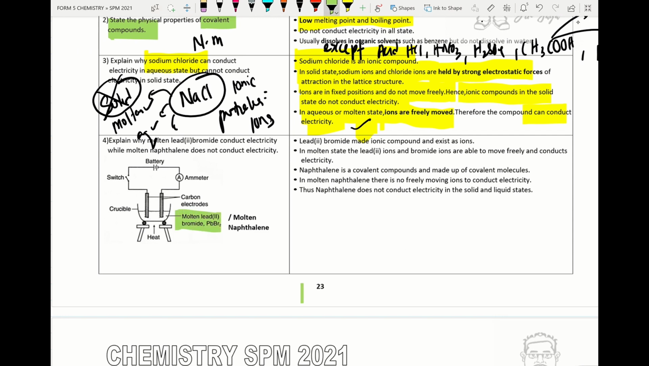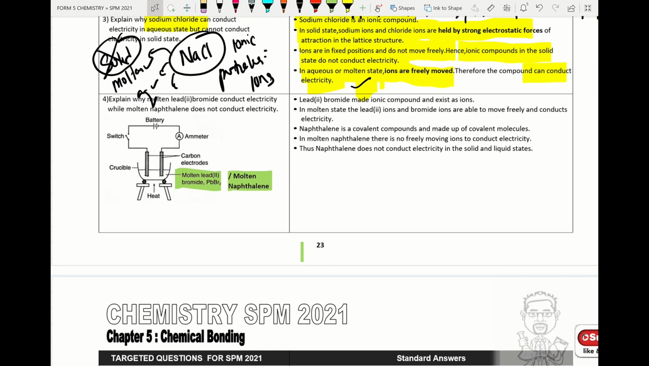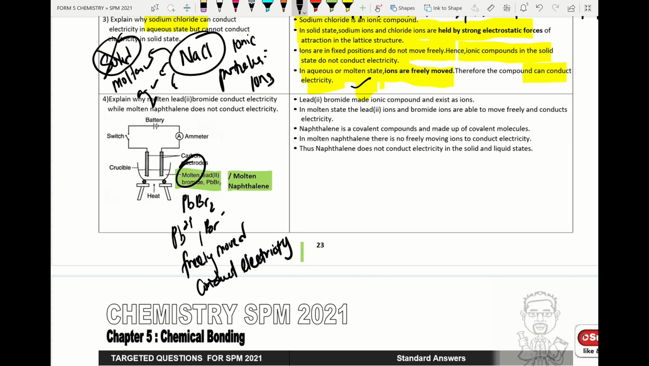Alright, next one. We check here, they give one ionic compound and another one covalent compound. So this is lead(II) bromide, and here they put molten, so we have lead(II) ion and bromide ion. These ions are able to move freely and able to conduct electricity. So please remember, able to conduct electricity. And molten naphthalene, C10H8, they exist as molecules. They are made up of covalent compound or covalent bond. So they do not have freely moving ions to conduct electricity.